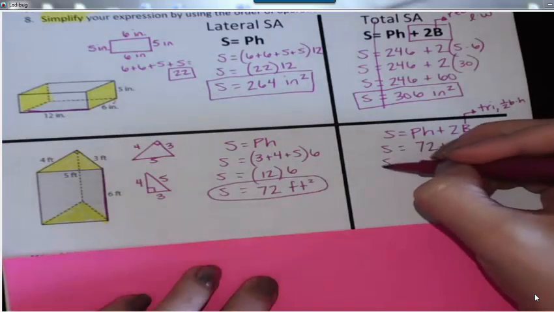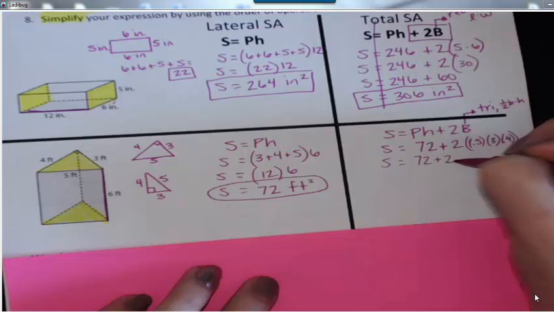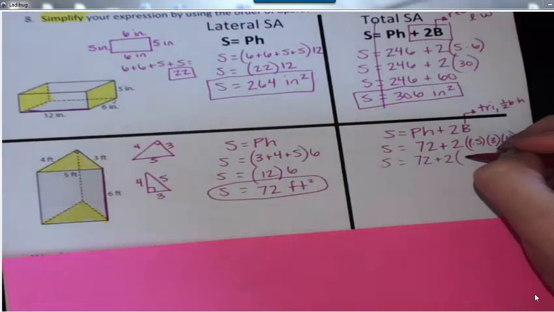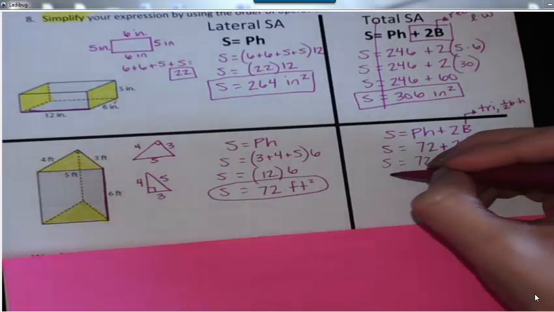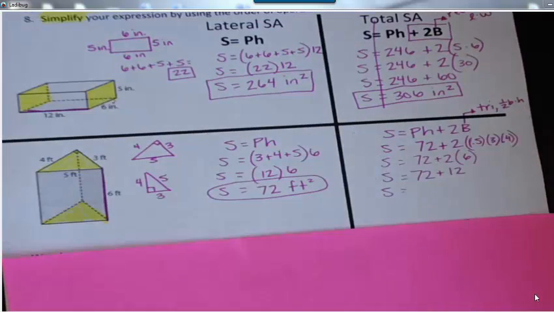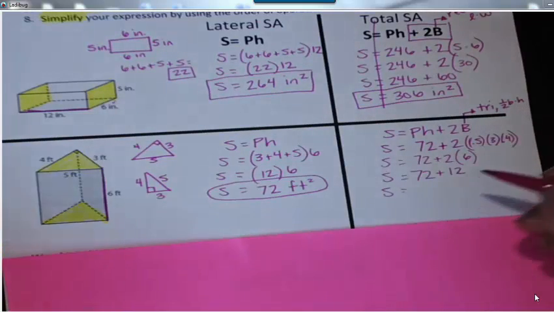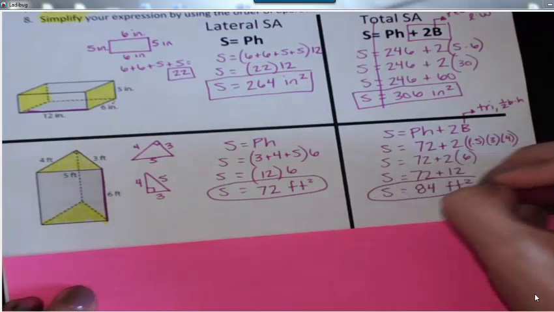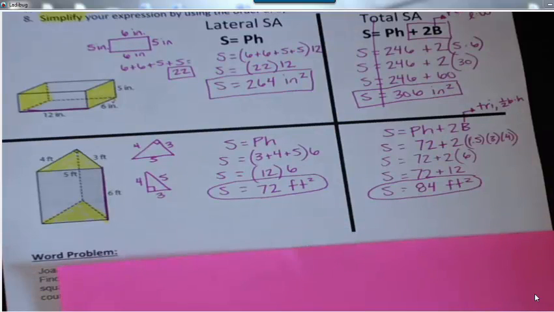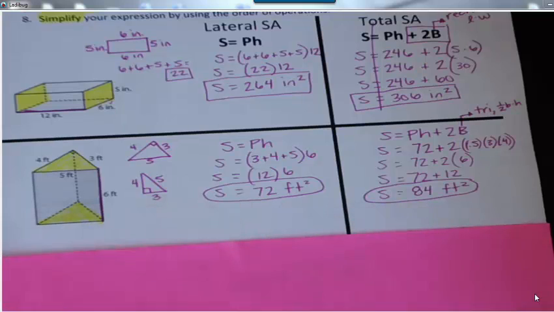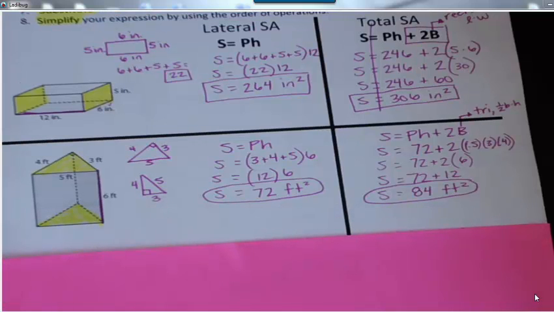So using the order of operations, 72 comes down, 2 comes down. I need to solve what's in parentheses first. So I'm multiplying 0.5 times 3 times 4. I end up getting 6. Next step is I multiply the 2 times 6, which is 12. And then I add 12 and 72 together, and I should have 84 feet squared for the total surface area of this triangular prism. Okay, again, total surface area should just be slightly more than the lateral surface area.